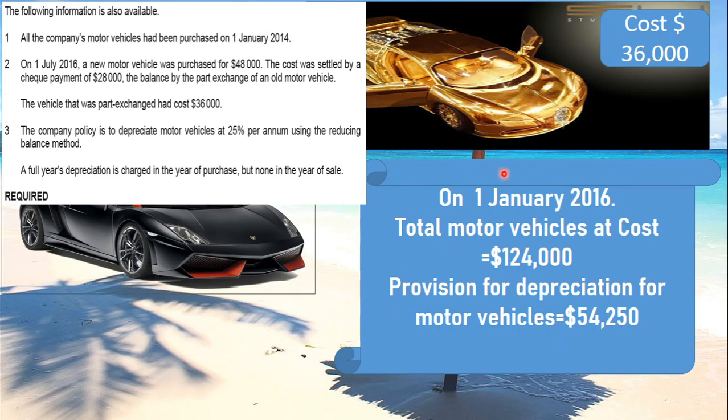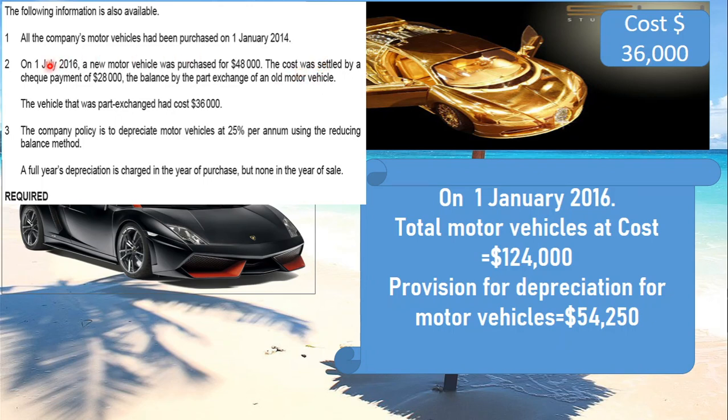Out of these three cars, the cost of this yellow car is 36,000. We are not given the cost of the other two cars. On July 1, 2016, a new motor vehicle was purchased for 48,000. The cost was settled by check payment of 20,000 and the balance by part exchange of an old motor vehicle.